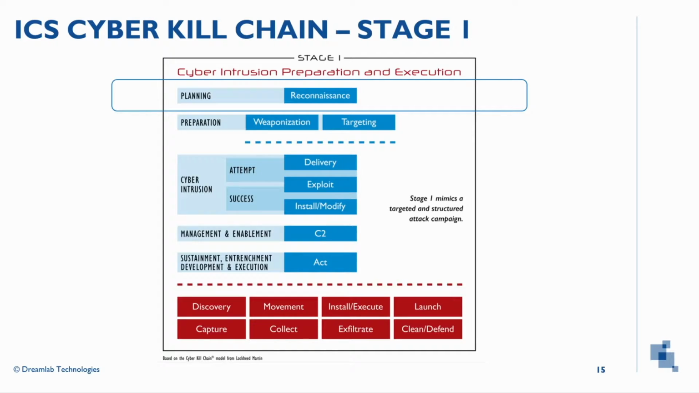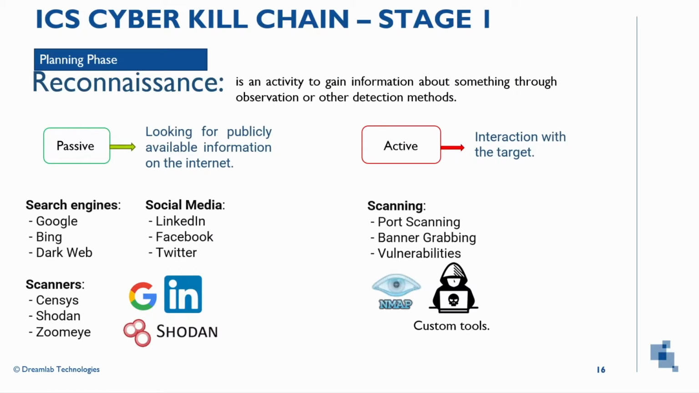For stage 1, the first one is reconnaissance. Reconnaissance is an activity to obtain information about something through observation or other detection methods. This activity is divided into two phases, for example, passive and active. Well, passive is in charge of researching for the information available in public sources, and the active interacts directly with the target for the collection of this information.